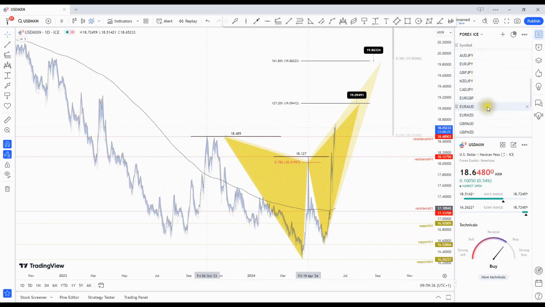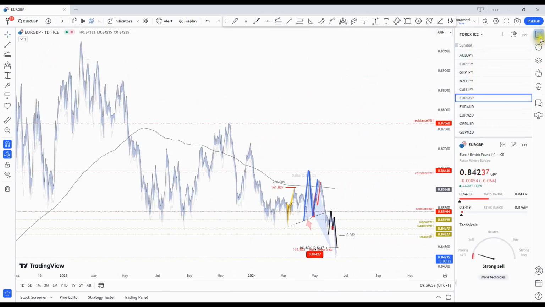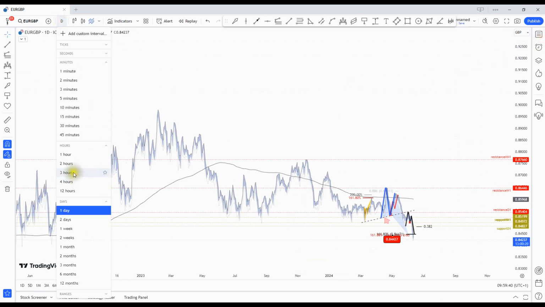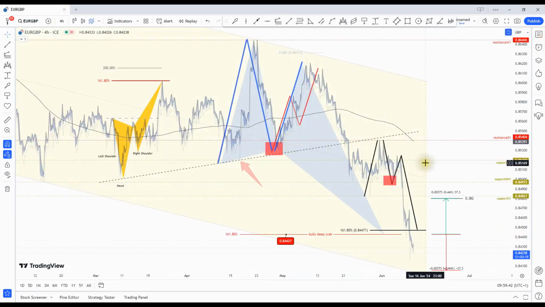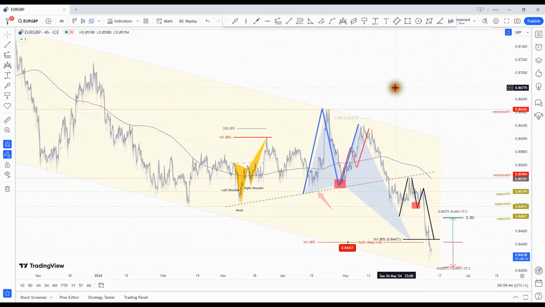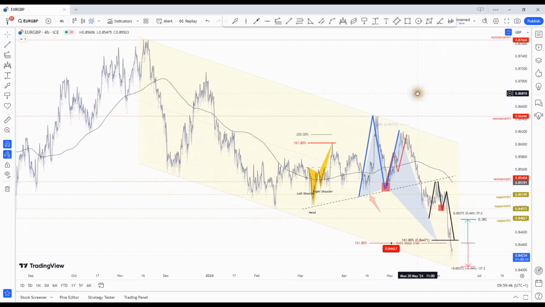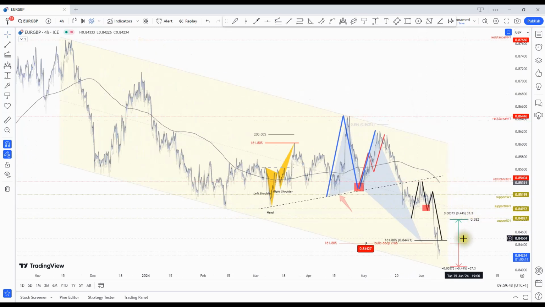Nothing to report for now for the Japanese yen pairs. As I said before, I will make a special blog and a special video just for those pairs as soon as I start to see something unfolding in terms of patterns.